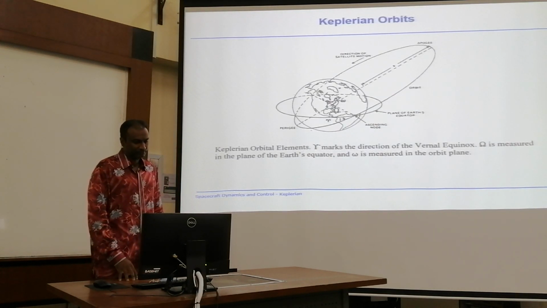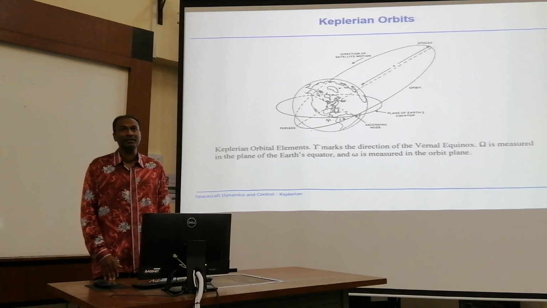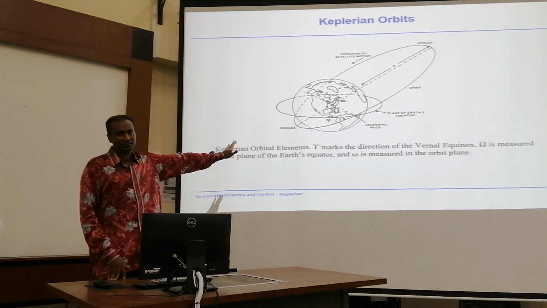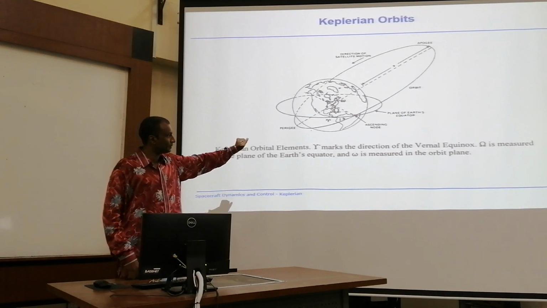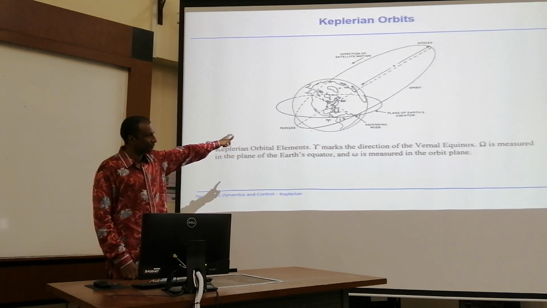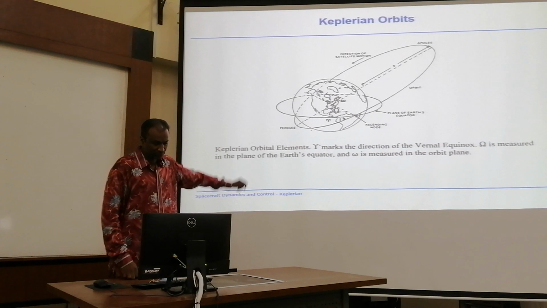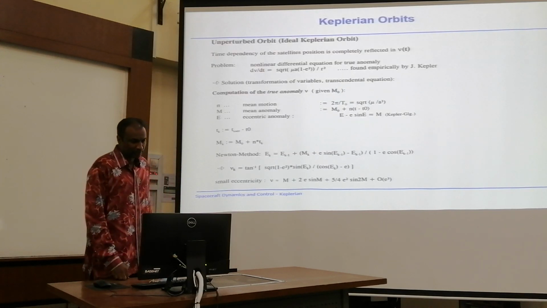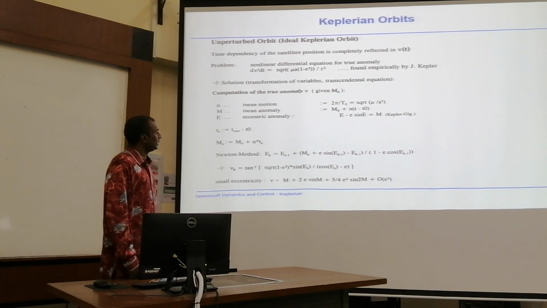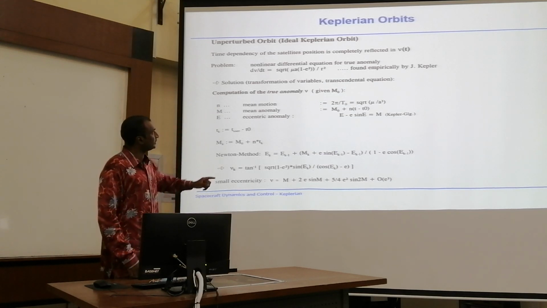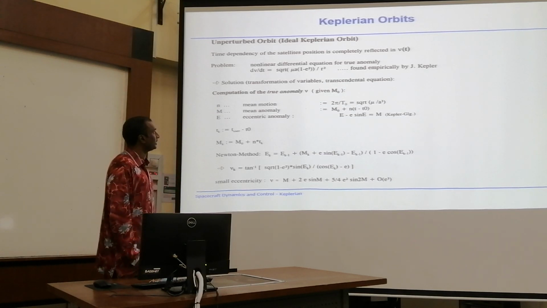Now, again, very classical: how you can define the 6 orbital elements in space. This is what is shown. I think you have seen this also in space mechanics. All are defined with respect to the vernal equinox, as we know. Right. As you can see, this is the idea of the whole ideal Keplerian orbit.